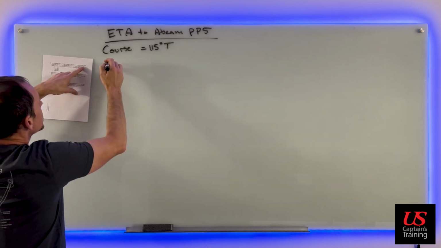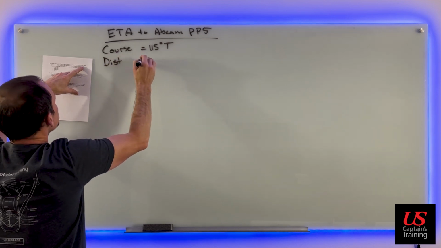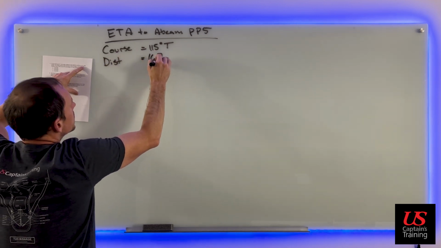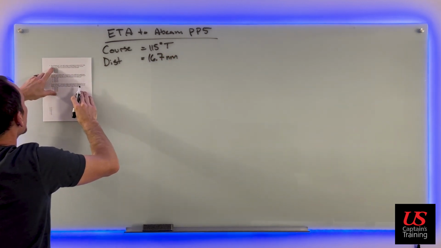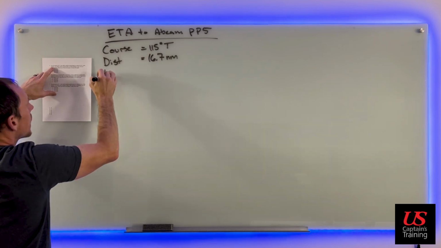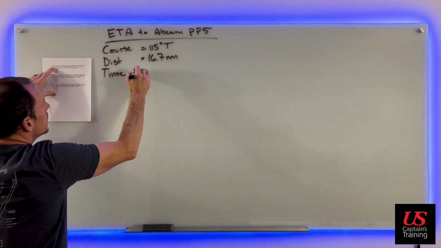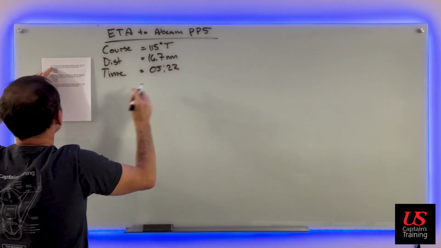So it gives us our first distance. Distance equal to 16.7 nautical miles dead ahead. And we got that distance at 5:22. It gave us a time. Equals 5 hours and 22 minutes.